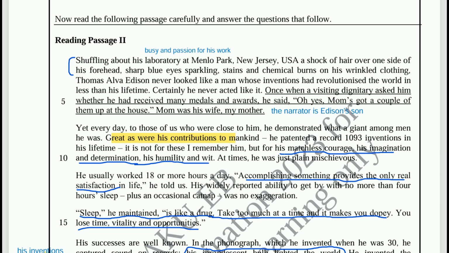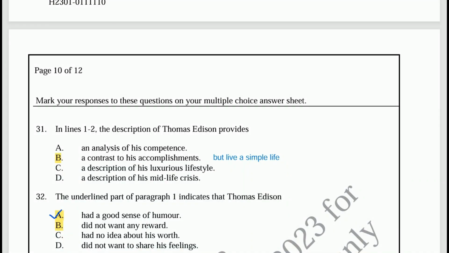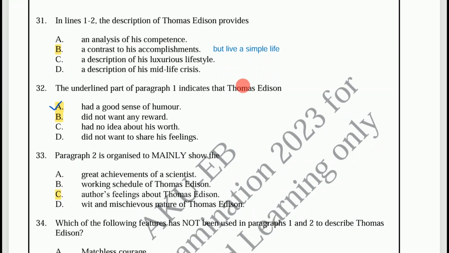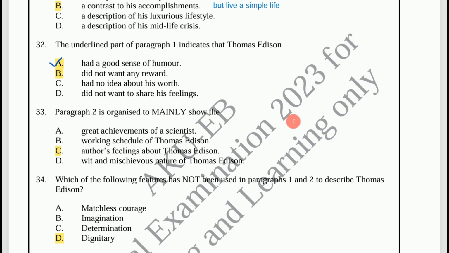So let us move to the question options. The underlined part of paragraph 1 indicates that Thomas Edison had a good sense of humor, or he did not want any reward. These both options can be possible, right? Because he's not concerned about validation or being rewarded. Or this line also reflects his good sense of humor. This line makes you laugh, right? So both can be correct.